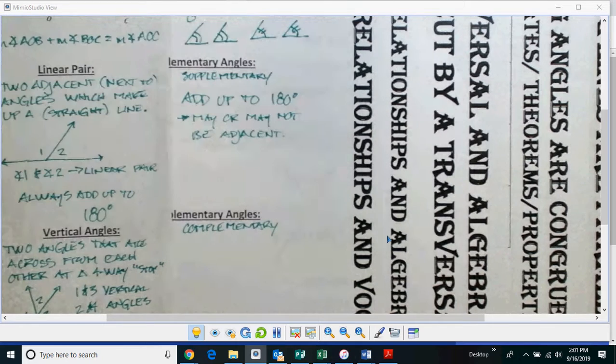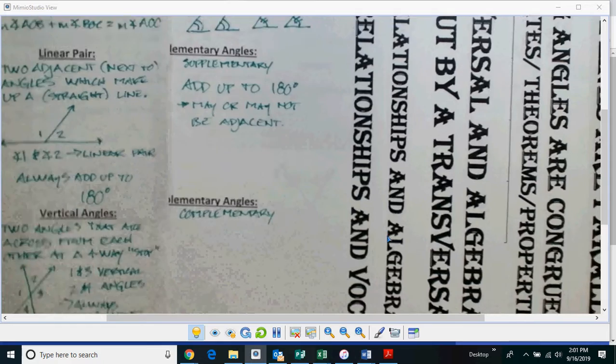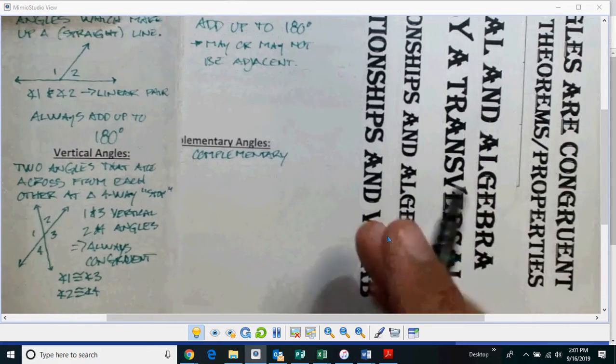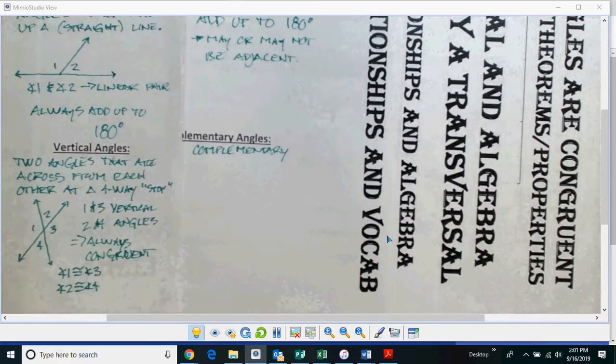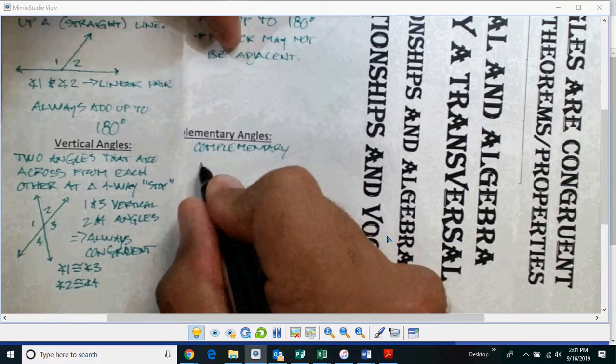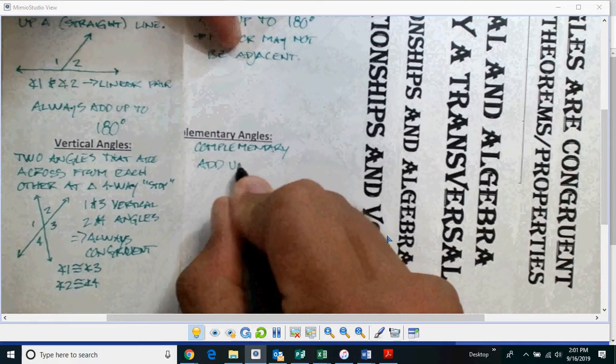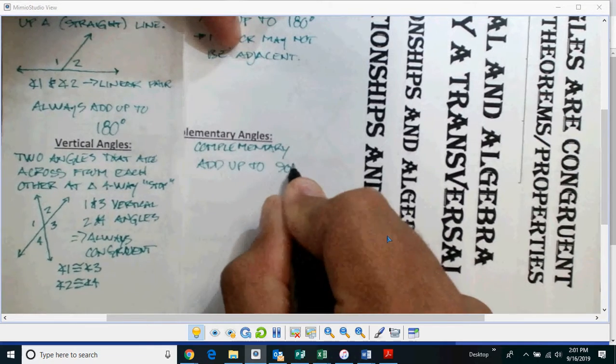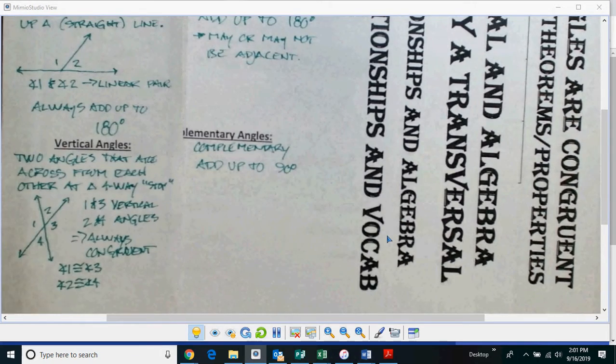What about the next one? How much do they add up to? Not 360. Go the other way. 90. Okay, adjacent. Actually, what are complementary angles? They add up to 90. Yes, they add up to 90. All right.